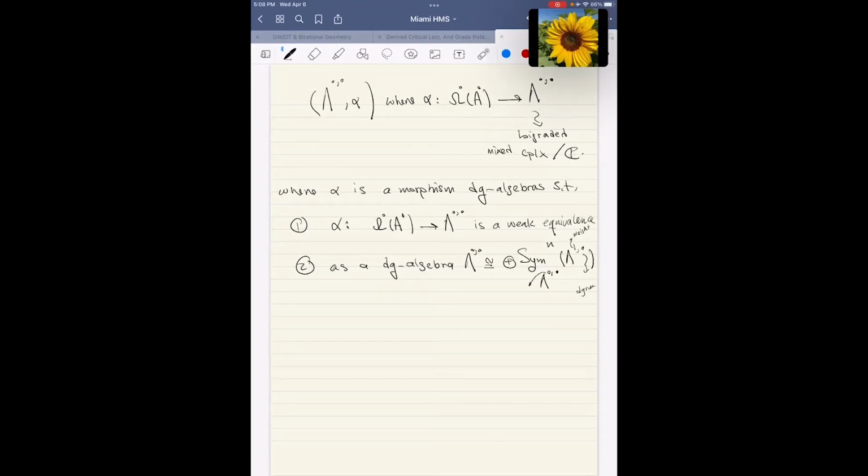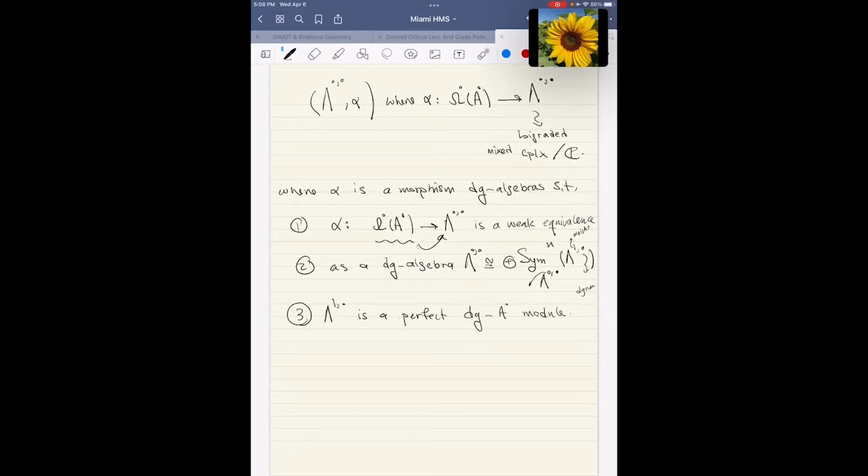Okay. So in fact, because of this condition, you can see that omega dot of A dot itself is one of these guys. Certainly, scalar differentials are generated by 1 forms. Okay, so lambda 1 dot needs to be a perfect DG A dot module. So this is the third condition. It needs to be satisfied, okay?